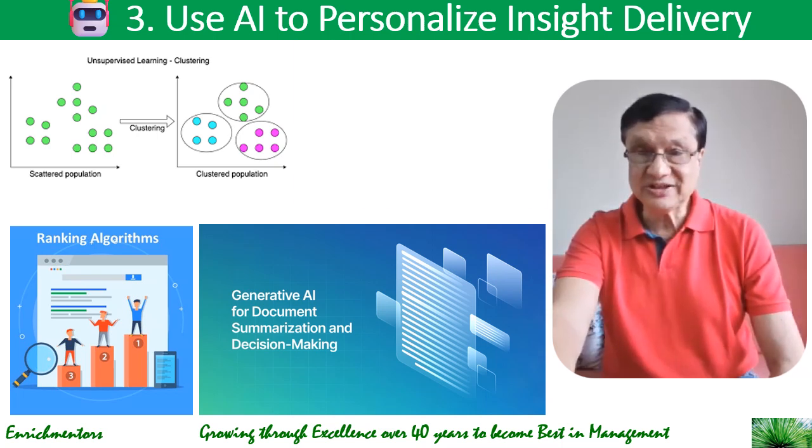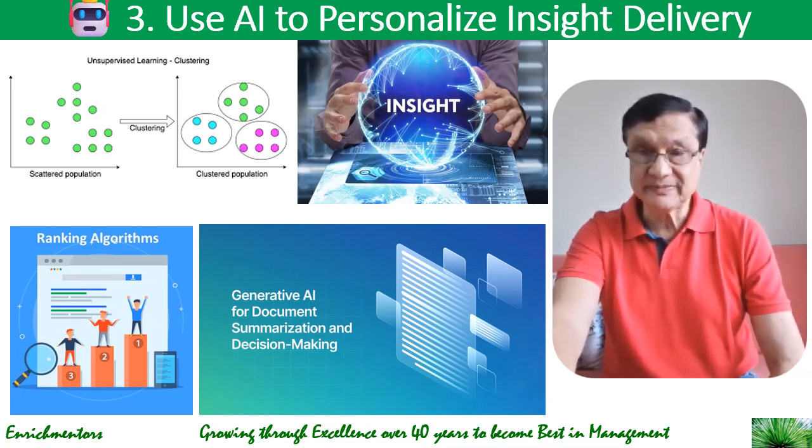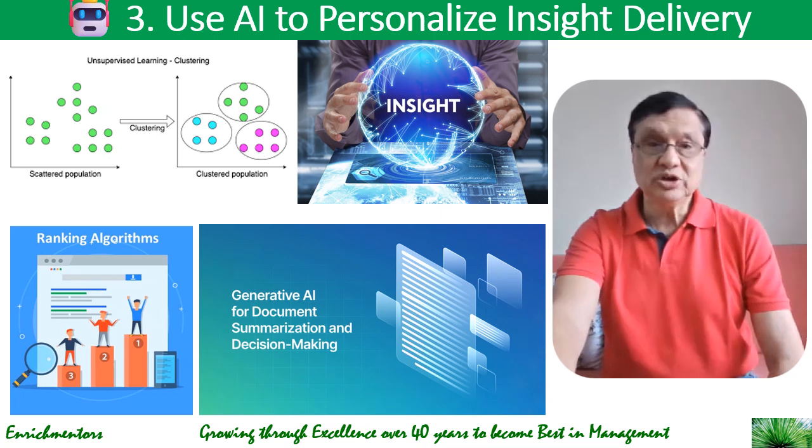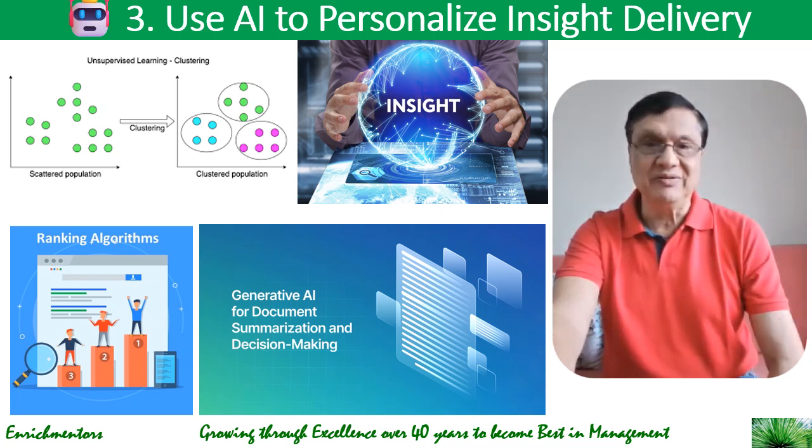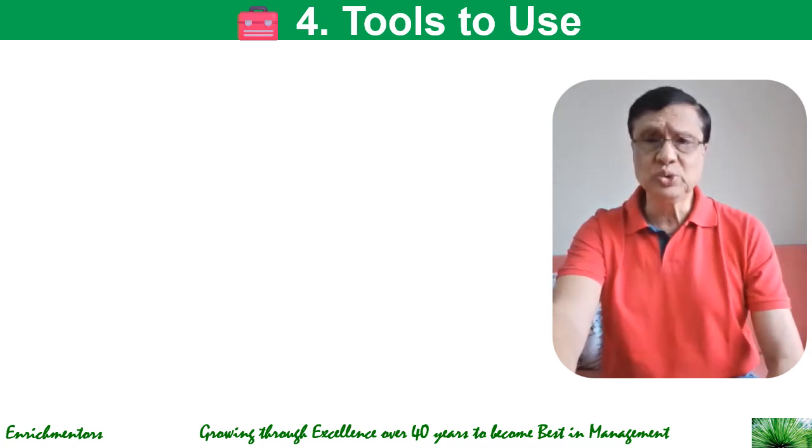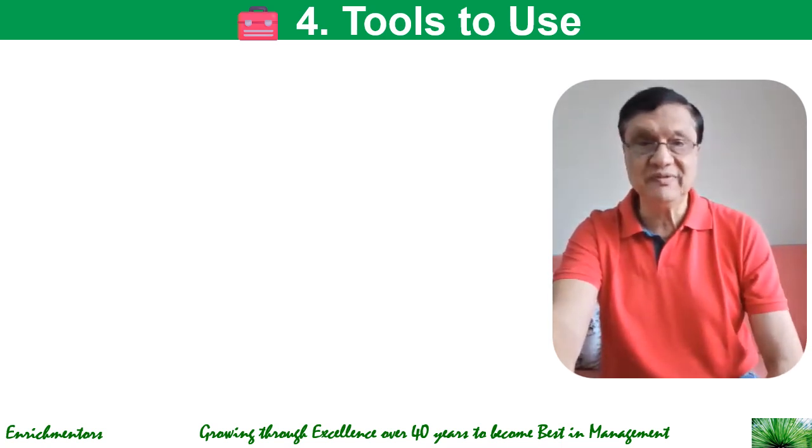Then you have next best insight engines, NBI engines, where you can recommend what the user should look at next in terms of decision making, and it could be based on role, recency, and historical decision support. So that's how you can use AI to personalize the insight delivery. What are the tools you can use for this delivery of insights?